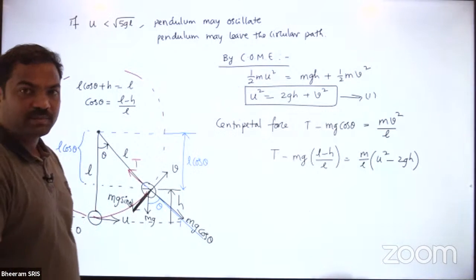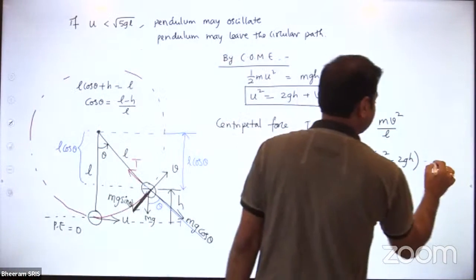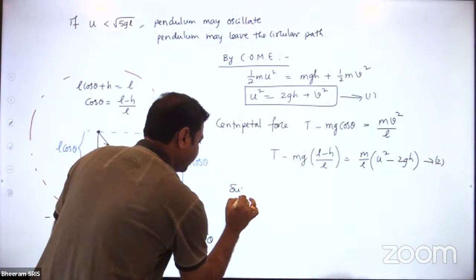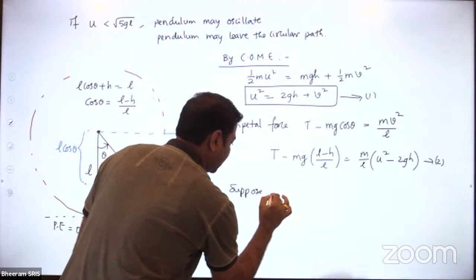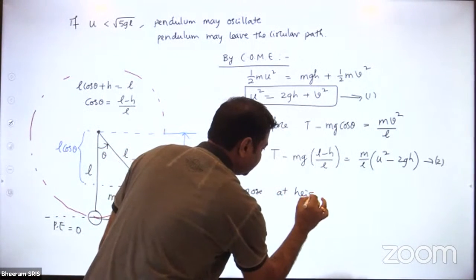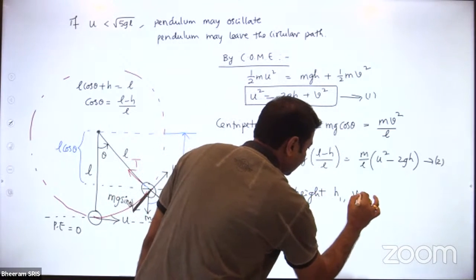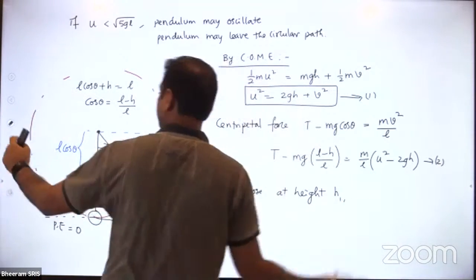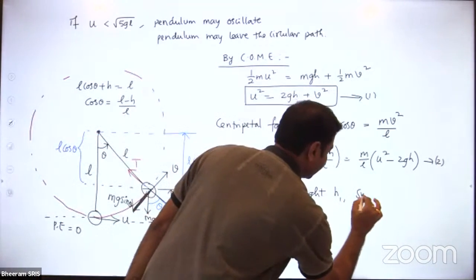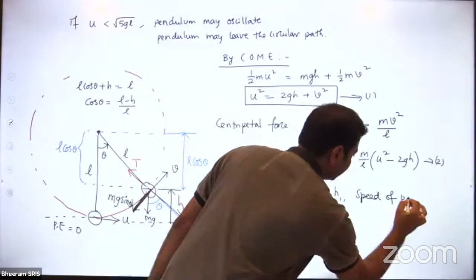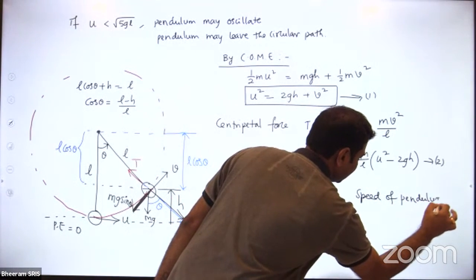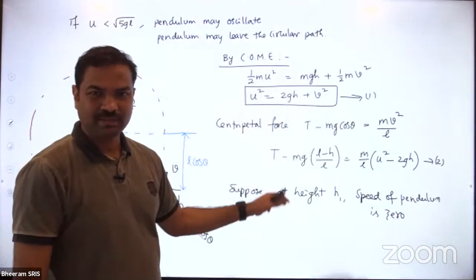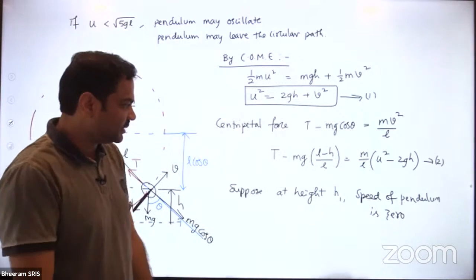Now the question is, see, this is the first equation and this is the second equation. Suppose at height h1, the speed of the pendulum is 0. See, you will find some mathematical relations for some time, so just bear with me. A little mathematics is there. After the mathematics, I'll explain what is happening.